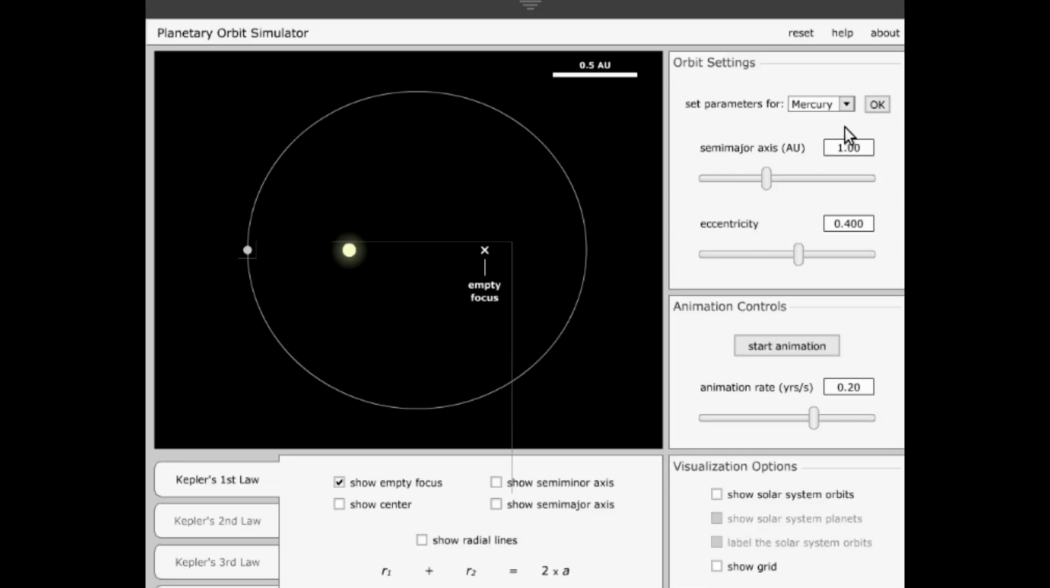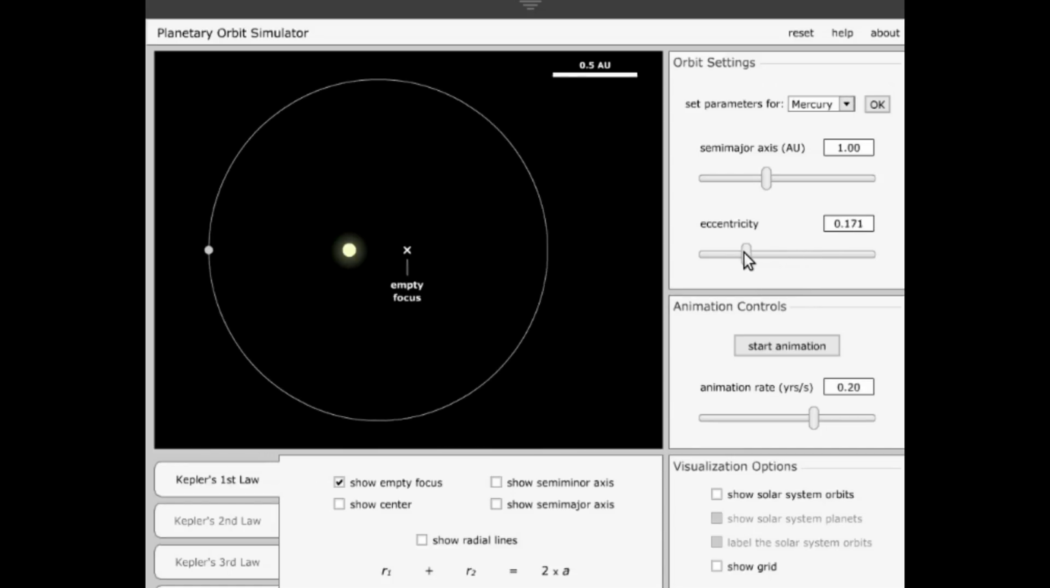This orbit is of Mercury. Look at the distance from Mercury to the Sun. It is 1 astronomical unit, whereas its eccentricity is 0.4. What is this eccentricity? Let us look at the value of eccentricity here.